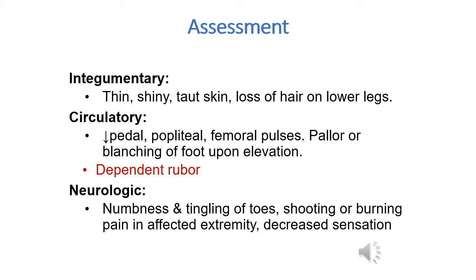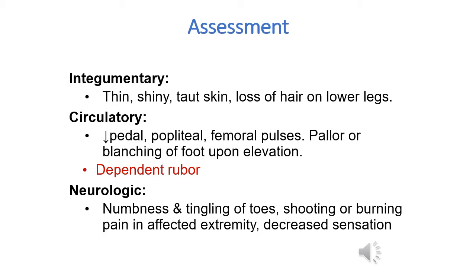If we think about it in a circulatory sense, we know obviously that there are going to be some issues with our pedal, popliteal, femoral, all the pulses below the aorta, right? And this will help us determine location too. So if a client has a good femoral and popliteal pulse but an absent pedal pulse, we're going to know that that occlusion or that stenosis is somewhere between the back of the knee and the foot.